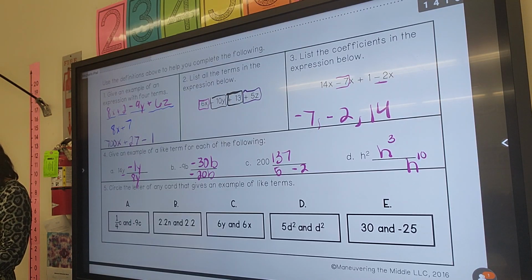So you're circling, Can Logan and Cameron come with me? No, you're circling the letter of the cards that show like terms. I'll tell you there are 3. I've already forgotten what a like term is. Same variable, or just a number, or an exponent with a like base.